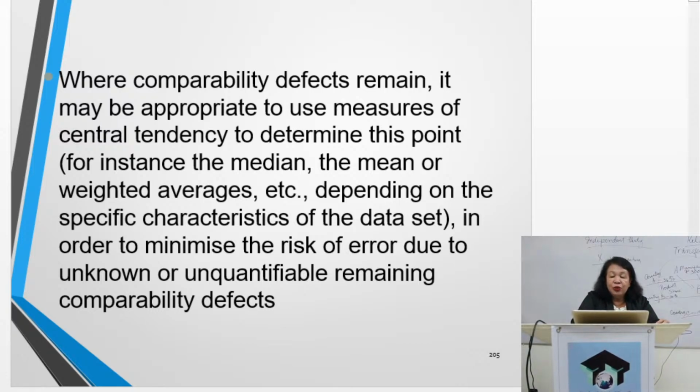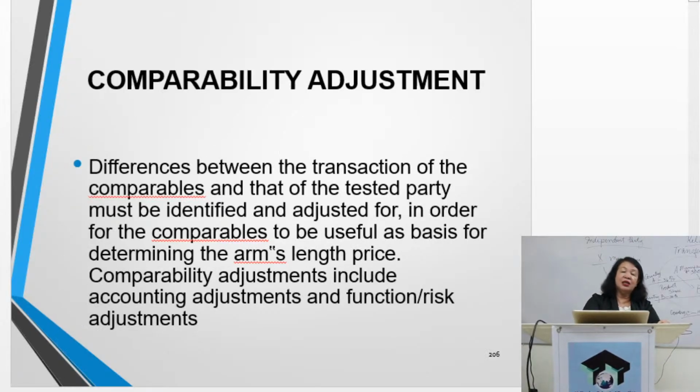It may be appropriate to use measures of central tendency, hindi na range, no? Measure of central tendency to determine this point. Ito yung mga weighted averages, ito yung median, no? Depending on the specific characteristic of the data or set. Kaya nga po sa paggawa po ng transfer pricing analysis, may kasama po tayong statistician to interpret the data. No? So in order to minimize the risk of error due to unknown or unquantifiable remaining comparability defects. Bakit ano po itong tawag na unquantifiable? Hindi ma-quantify. And that is the role of the statisticians to quantify the unquantifiable. No? Okay, so comparability adjustment. Magkakaroon ng comparability adjustment.